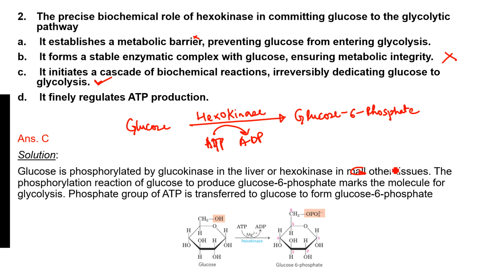Okay. And another thing about this glucose 6 phosphate, once glucose is converted into glucose 6 phosphate, it has to move on further, because once glucose 6 phosphate is formed, it cannot move out of the cell, because there are no phosphate transporters present on the cell membrane which will allow the glucose 6 phosphate to move out. Okay, so that is why the formation of glucose 6 phosphate commits the glucose to the glycolytic pathway.